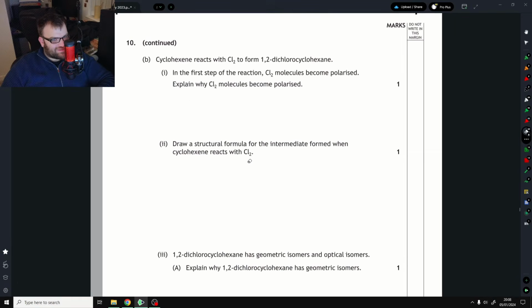In this one, we're reacting cyclohexene. We're talking about molecules becoming polarized. You have got lots of electrons in the double bond of the cyclohexene.